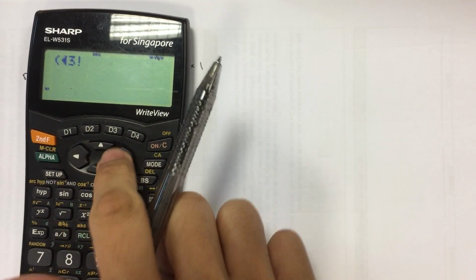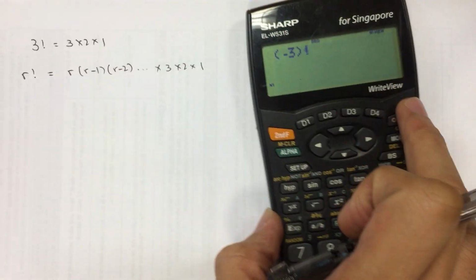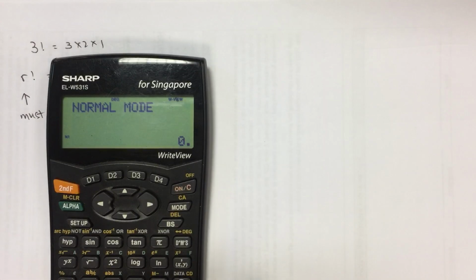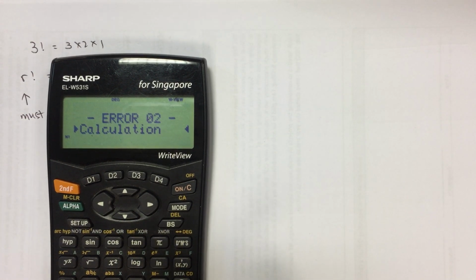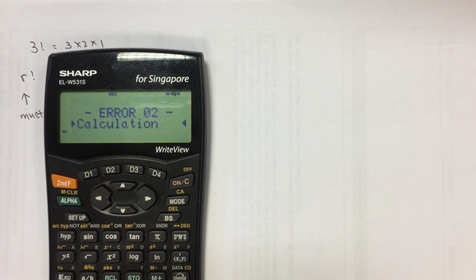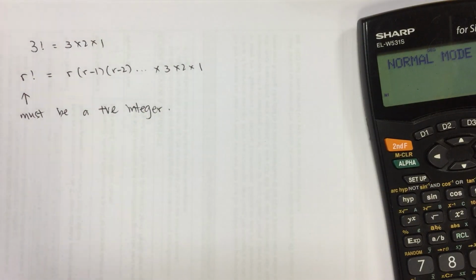Let's try negative 3 factorial. Okay, the calculator is unable to give me an answer for that, because this thing is undefined for a negative number. Another thing is this r must be a positive integer. I cannot have things like 5.5 factorial. Cannot. I also cannot have 5 and 2/3 factorial. Cannot. So this number must be a positive integer.